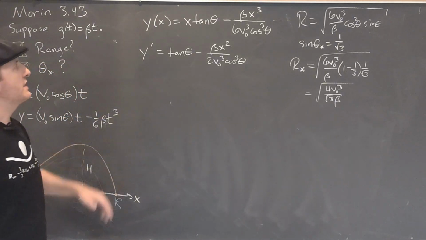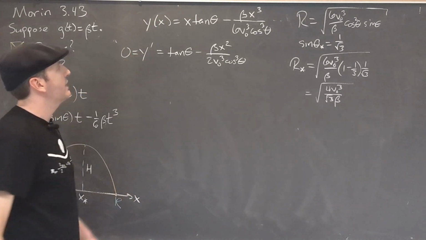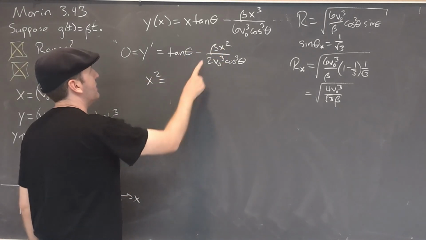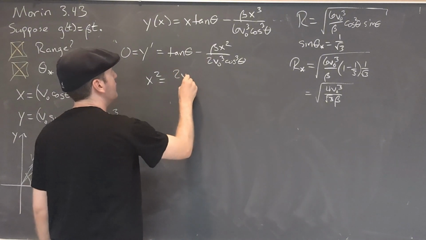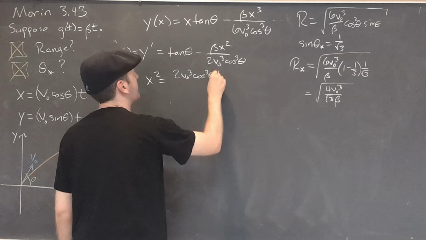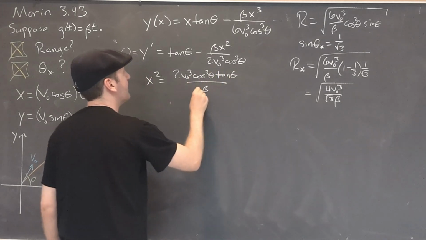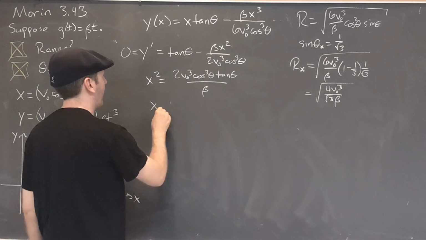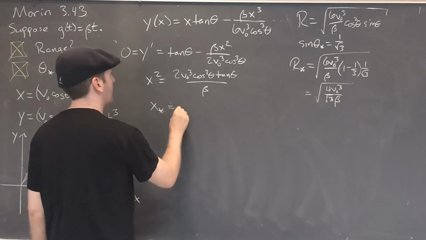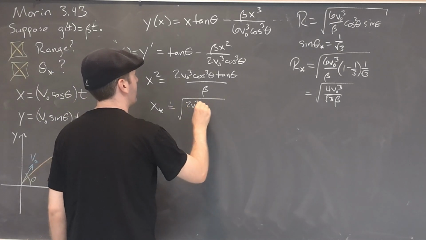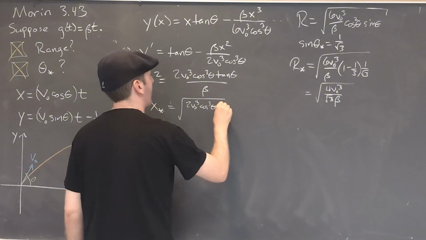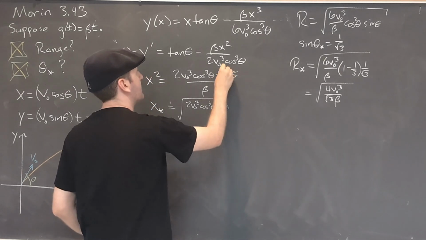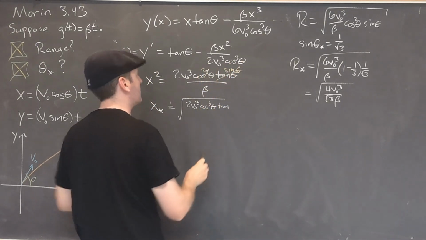Okay. I want to set this equal to 0. And it's pretty easy. We just have that x squared, moving things around a little bit, will be 2v0 cubed cosine cubed theta tan theta all over beta. Taking a square root, taking the positive square root, and simplifying the tan theta like we did earlier. So this becomes a sine, and this drops to a 2.